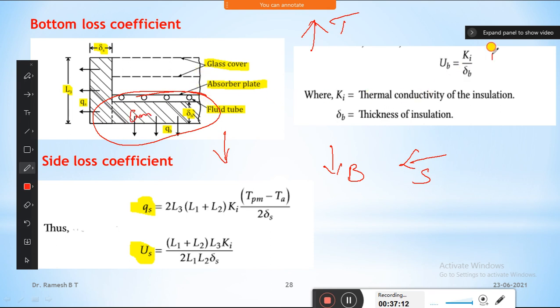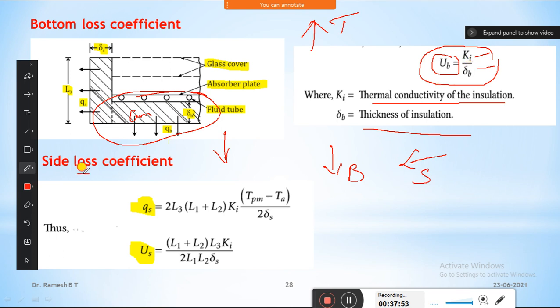This is given by the equation UB equals Ki divided by delta B, where Ki is the thermal conductivity of the insulation and delta B is the thickness of the insulation. So this coefficient changes with the insulation thickness and conductivity. If you want to reduce this component, you can go with a less thermally conductive material, so that it decreases, or you can go with a lesser thickness of the insulation.